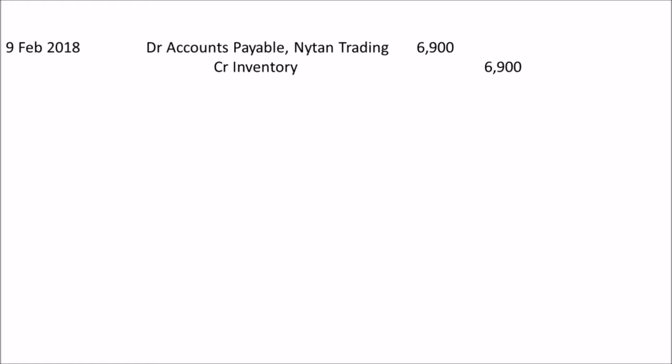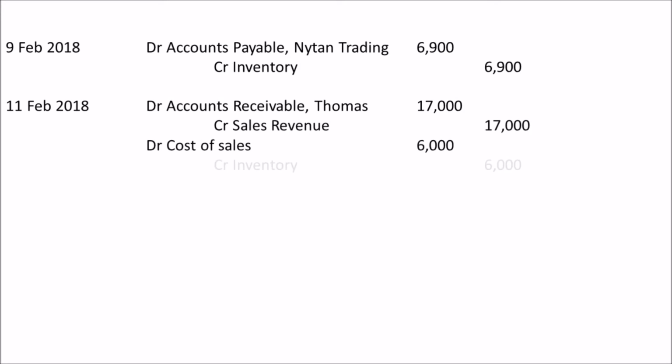11th February, this transaction is longer and I hope you managed to catch all the accounts affected. First, from the accounts, we saw a debit entry to accounts receivable, Thomas, and a credit entry to sales revenue by $17,000. Next, we saw a debit entry to cost of sales and a credit entry to inventory by $6,000. This is a credit sales transaction.